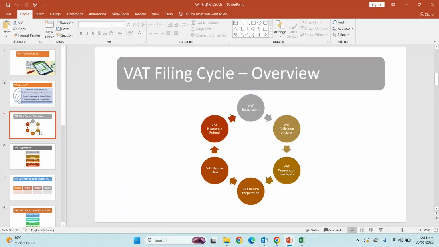So, here is the VAT filing cycle overview. The VAT filing cycle is a continuous process. It starts with the VAT registration, followed by the collection of VAT on sales, payment of VAT on purchases, preparation of VAT returns, filing of returns, and finally payment or refund of VAT.